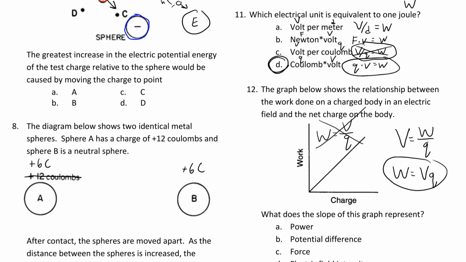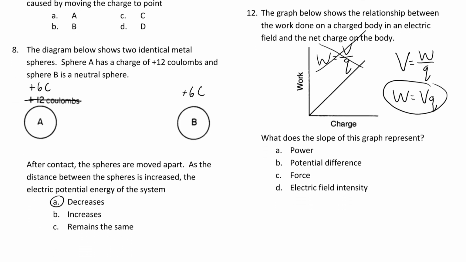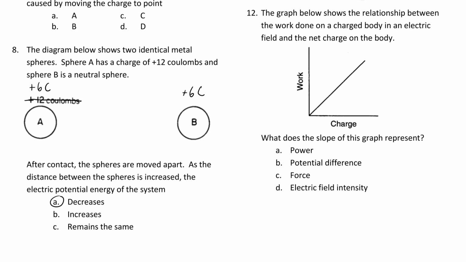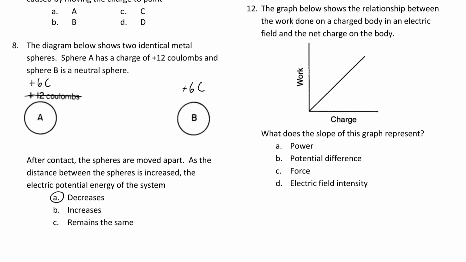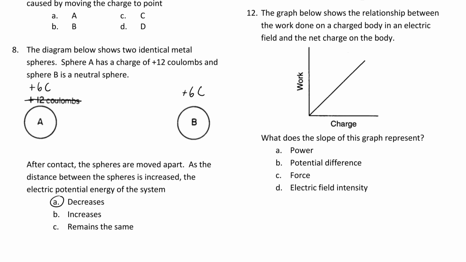It's all about finding the relationship. All right. Last question. Says the graph below shows the relationship between the work done on a charged body in an electric field and the net charge on the body. What does the slope of the graph represent? We've done a bunch of graph questions in the beginning of the year with mechanics, and we said, okay, slope is equal to the rise over the run, change in y over change in x.